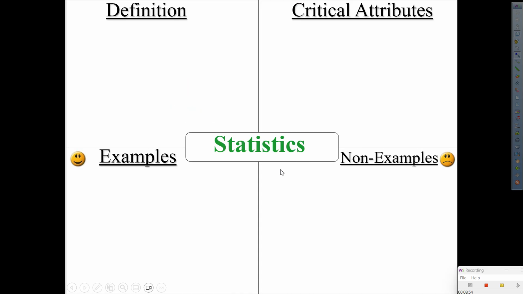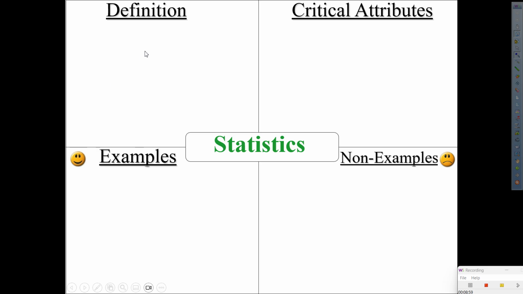Definition, what are statistics? Statistics is the science of conducting studies to collect, organize, summarize, analyze, and draw conclusions from data. Once again, statistics, the science of conducting studies to collect, organize, summarize, analyze, and draw conclusions from data.